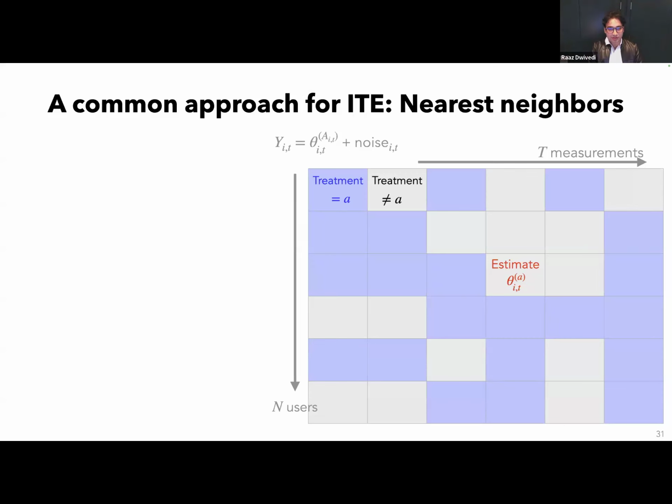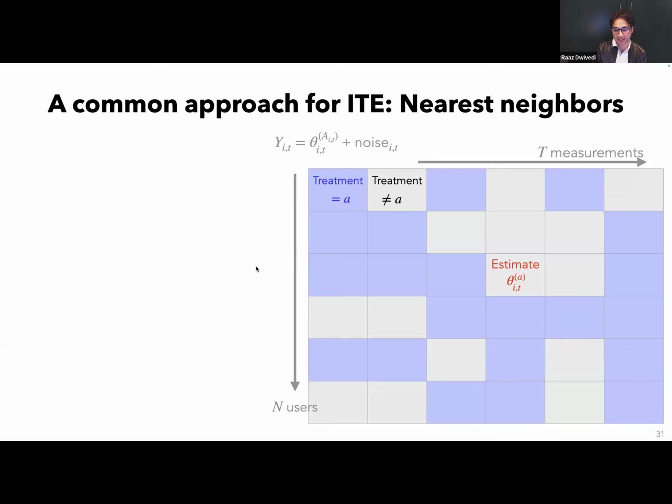A common approach for estimating these individual-level treatment effects is nearest neighbors. That's the starting point for us. I will try to explain how nearest neighbor works, what the error rates are, and then how we do better using our double robustness ideas. So this part is about improving a common approach for individual treatment effect estimation using our ideas from the doubly robust literature.